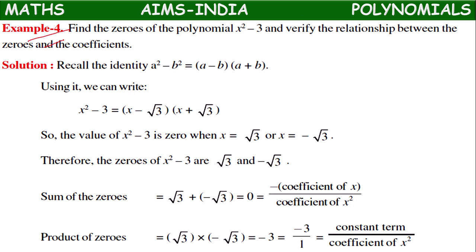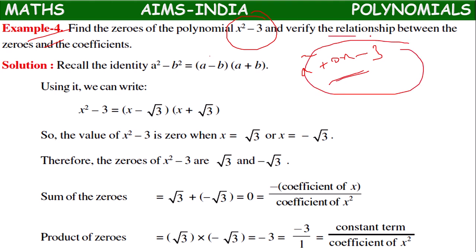Example 4, children. We have x square minus 3. The x term is missing here: x square plus 0x minus 3. For these kind of questions, how to find the relationship?